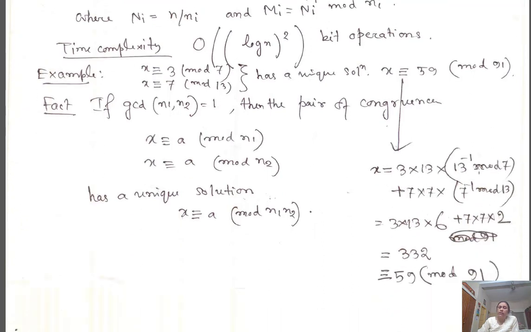Okay, so 13 inverse modulo 7, you just keep on multiplying 13 by the elements in Z7. If you take 6 into 13, it will give 1 modulo 7. So 13 inverse is 6 and 7 inverse is 2. So we are getting this value. You just go through this, how actually we are getting the solution of this system to be 59 modulo 91, the product.